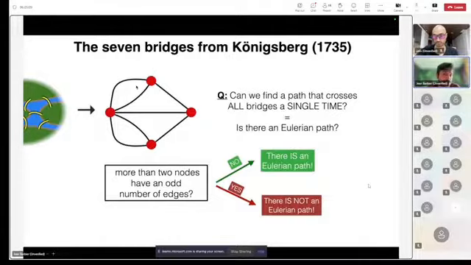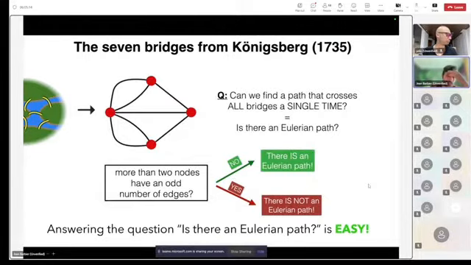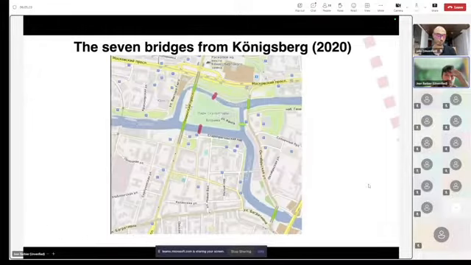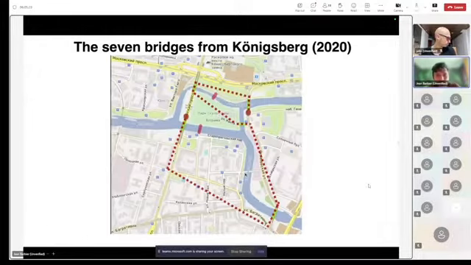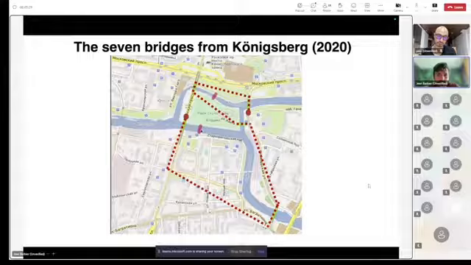Okay, it's at worst n squared, where n is the number of nodes. So you have an efficient algorithm. So this is an easy problem. This is what we mean in computer science by easy. So yeah, just a quick remark. Now, two of these bridges: this one has been changed to that location today, and this one was removed. So the map has changed, and now there is an Eulerian path in the new problem in 2020.